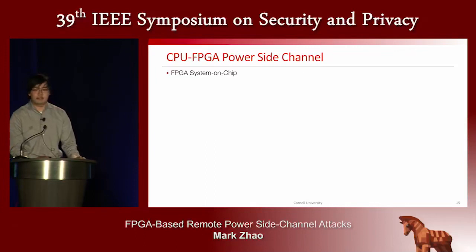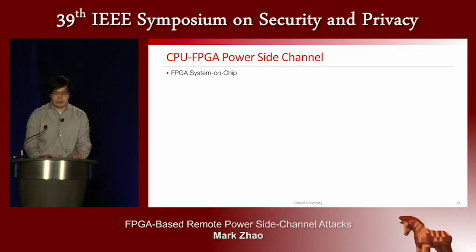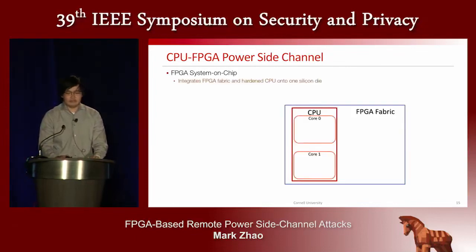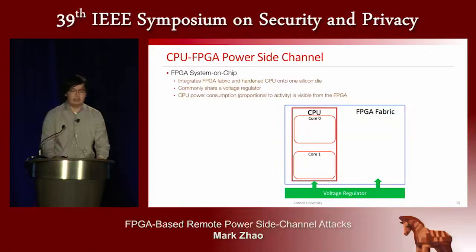So now that we've talked about FPGA to FPGA side channel attacks, let's move on to a CPU to FPGA attack. A common device is an FPGA system on chip, and these devices integrate a hardened CPU, commonly an ARM-based CPU, onto the same silicon die as reprogrammable FPGA fabric. Unfortunately, these devices commonly share a voltage regulator, which means that the CPU's power consumption is actually visible from the FPGA device itself.